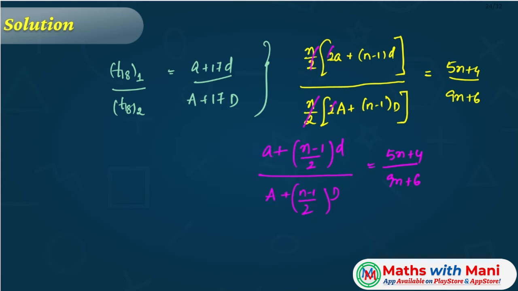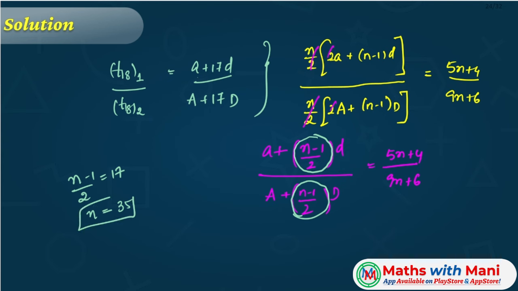Now observe carefully. What we need is the ratio a plus 17d by capital A plus 17 capital D. But here we have a plus n minus 1 by 2 into d. If this n minus 1 by 2 is 17, then definitely I'll get the ratio of a plus 17d by capital A plus 17 capital D. So if n minus 1 by 2 is 17, then n equals 17 into 2, 34, plus 1, 35. So if I substitute n equal to 35 in this equation, then I get the LHS as this. And the RHS is 5 into 35 plus 4 by 9 into 35 plus 6.